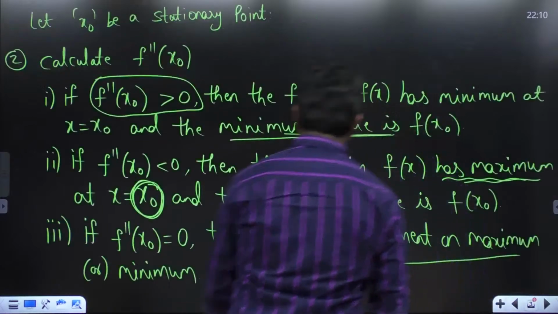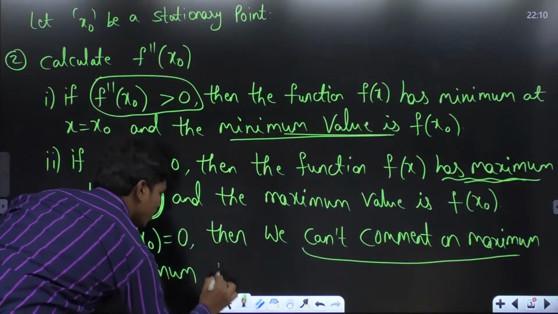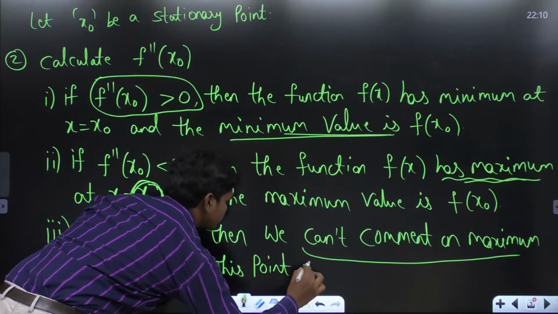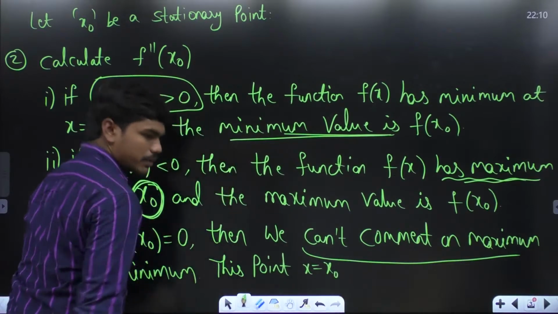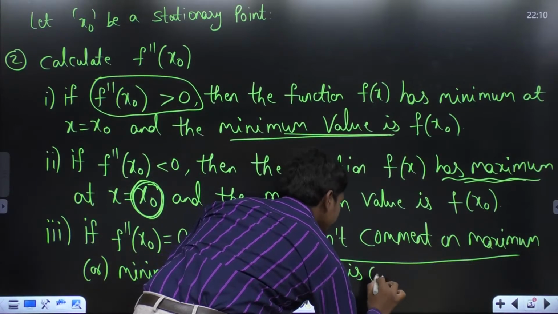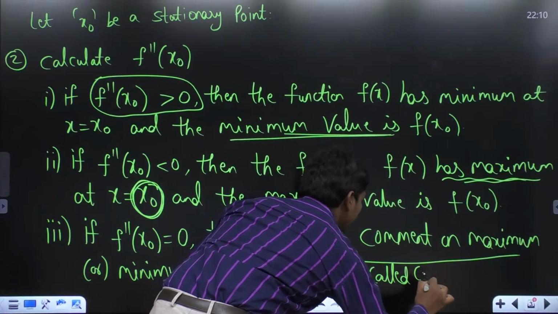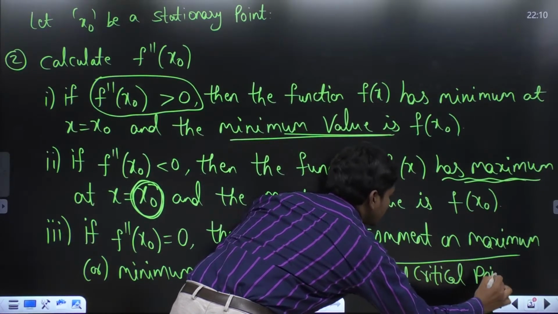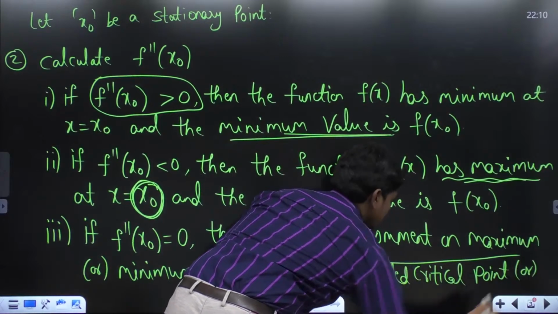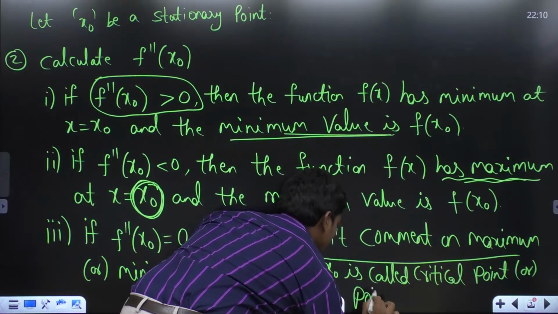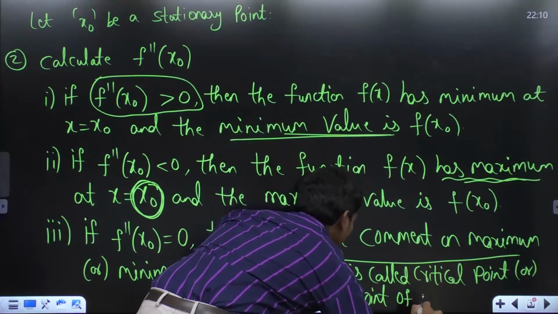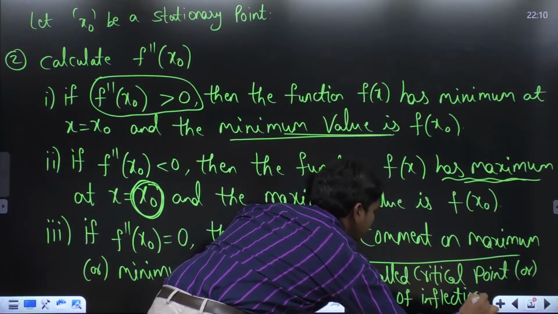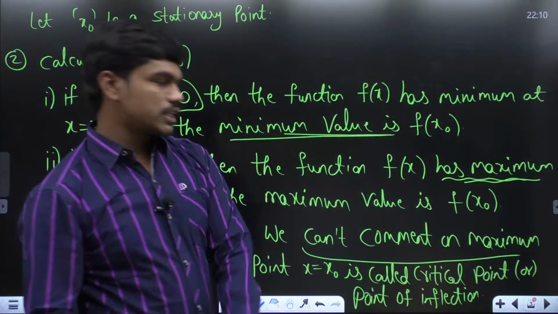In such cases, this point x equal to x naught is called a critical point, because this case is critical to analyze. Few books also name this point a point of inflection. These two are just names for this kind of point where both the first and second derivatives are 0.